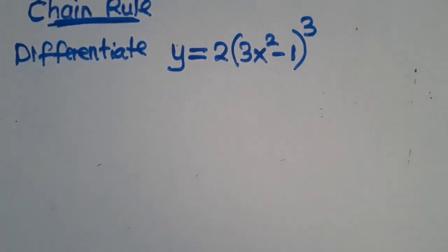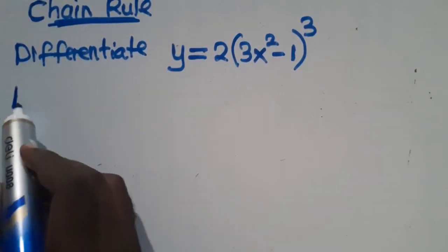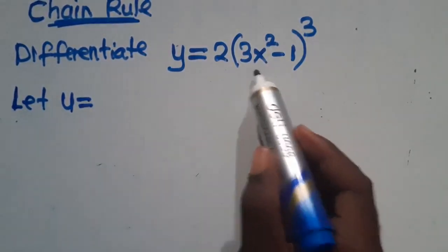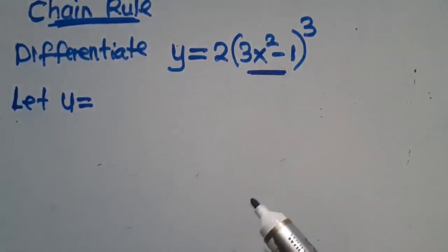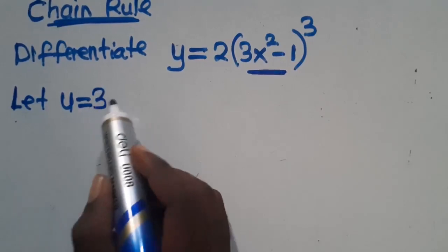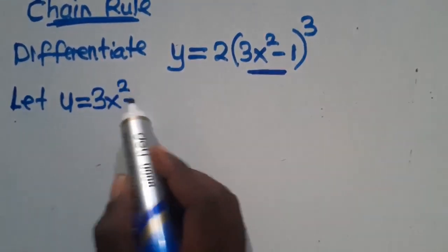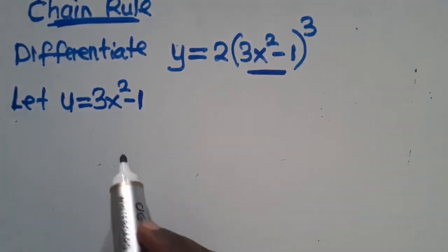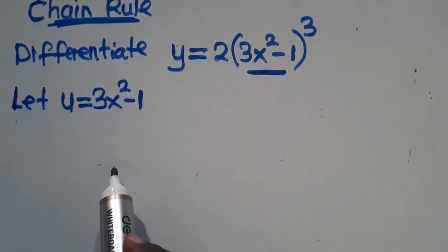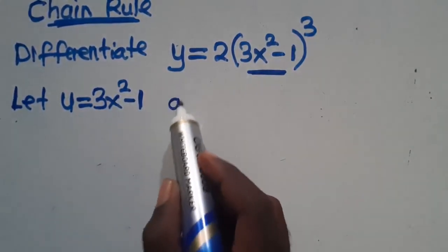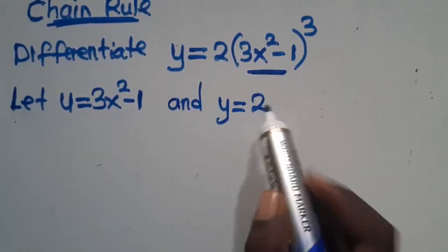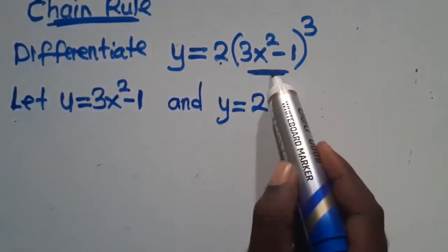The first thing that I've told you: let u be equal to what is in the brackets. What are you having there in the brackets? You are having 3x squared minus 1. This is what you are having in the brackets. And y is equal to, this is a 2, then this part is u.